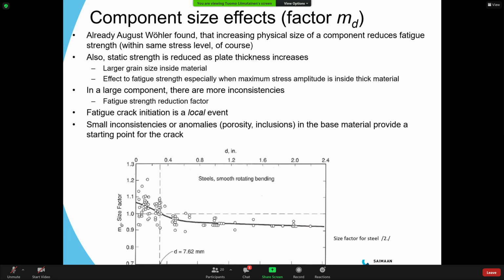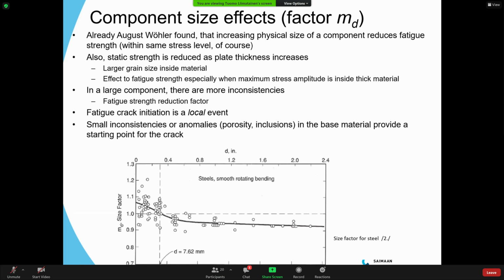And this has an especially large effect in fatigue if we have the maximum stress amplitude somewhere inside the material. That is not very common, but in some cases that might be the case as well. Usually the maximum stresses are at the surface, but maybe in some cases they could be inside the material. An example of this kind of case is a rolling contact in a bearing, where this maximum stress might not be exactly at the top of the contact surface, but a little below in the material.